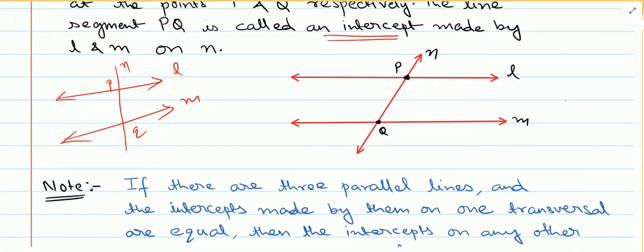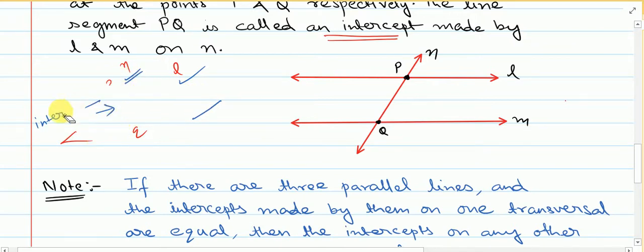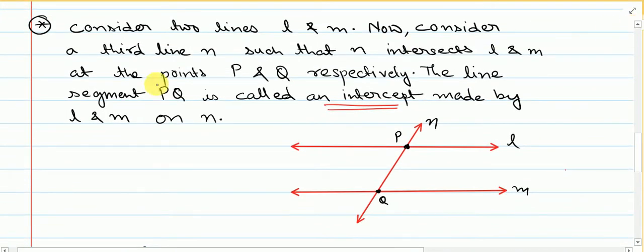So in that case you can see this length P to Q is called the intercept made by lines L and M on the line N. Okay, so I have written down the definition, so you need to copy this. Okay, so this is the definition. Consider two lines L and M. So here we have considered lines L and M.